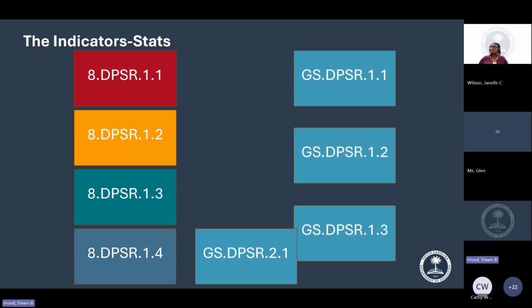So GS DPSR 1.1 and 1.2 and 8 DPSR 1.1 seem to flow together well. Okay. Any other thoughts? I agree with that one. They definitely go together. What about the others?